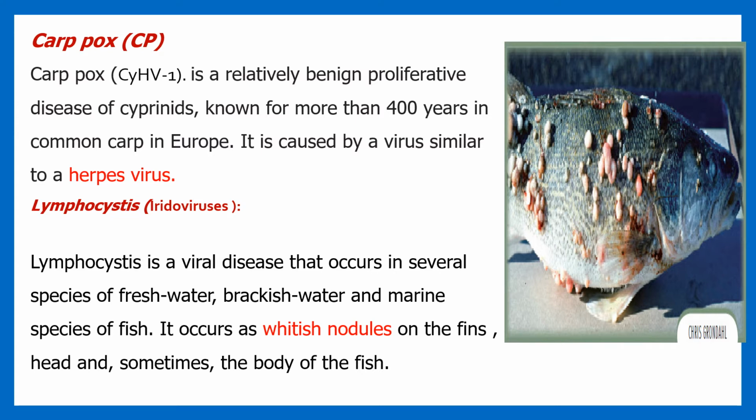Another viral disease is lymphocystis. This one is caused by the Iridoviridae family of viruses. In this disease, whitish nodules appear all over the body of the fish or in some selected areas of the fish, just like this. This is an example of lymphocystosis.